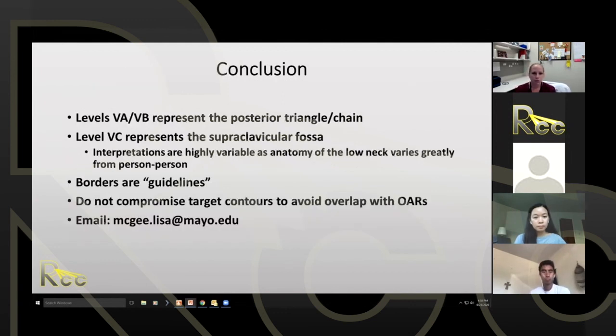So in conclusion, what we've done is we've gone over the borders of levels 5A, 5B, and 5C. Just like Dr. Patel had talked about on Tuesday, it's important to note that these are guidelines. I always recommend that as my residents are learning to contour, they're evaluating their contours in all 3 planes of their CT. So make sure you're looking at axial, sagittal, and coronals. I would argue that's useful regardless of what disease site you're treating.